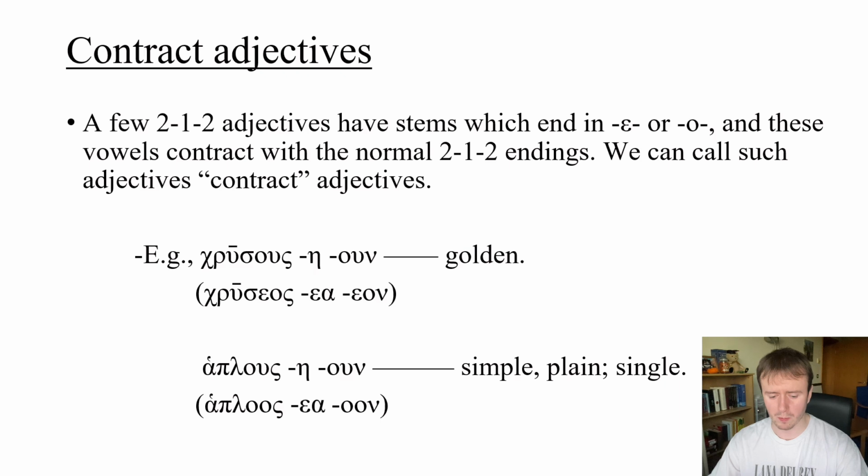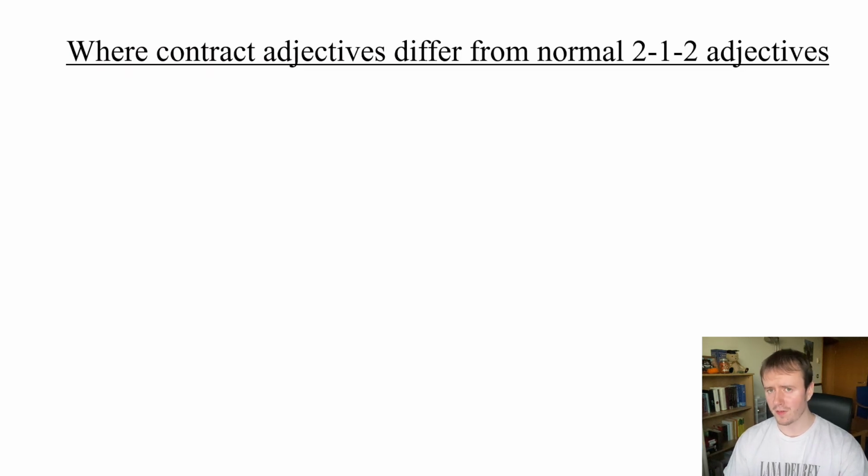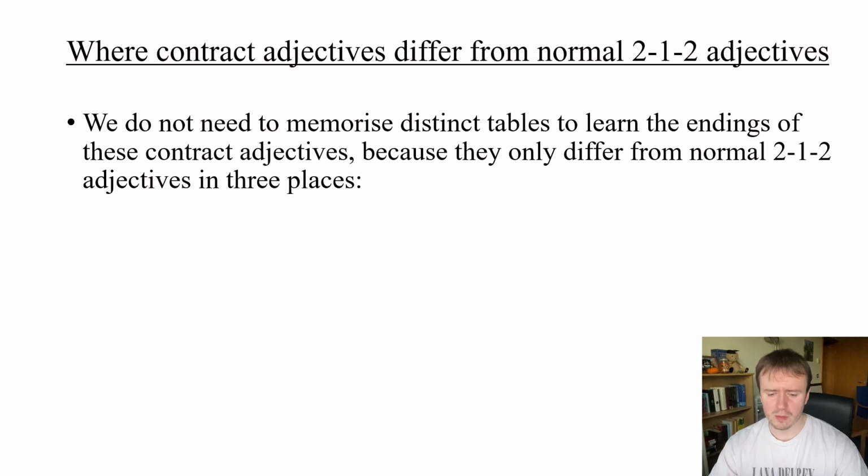Okay, now that you've noted those down, I want to tell you that contract adjectives don't take much new learning, and that is because there are only a few places where they differ from normal 2-1-2 adjectives. I'm now going to tell you where they differ. We do not need to memorize distinct tables to learn the endings of these contract adjectives because they only differ from normal 2-1-2 adjectives in 3 places.